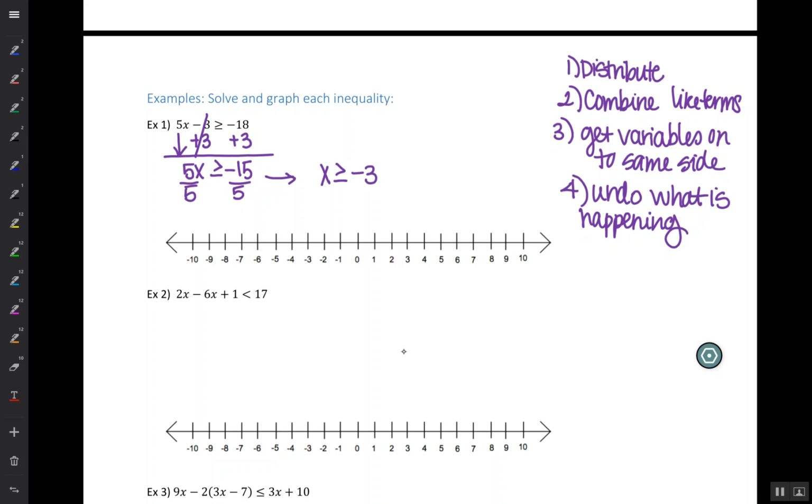Now notice there's a number line here because we have to graph that. Since it's greater than or equal to, I'm going to make a nice solid dot here at -3. And I'm going to go to the right because it's greater than.